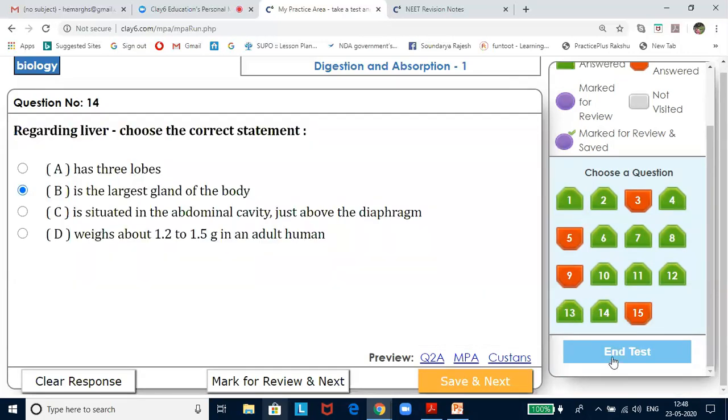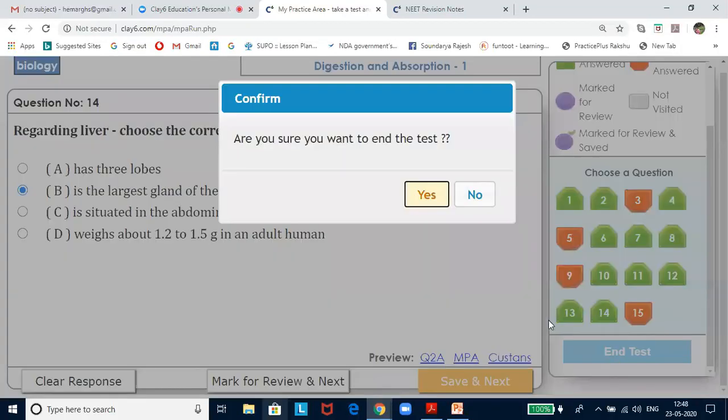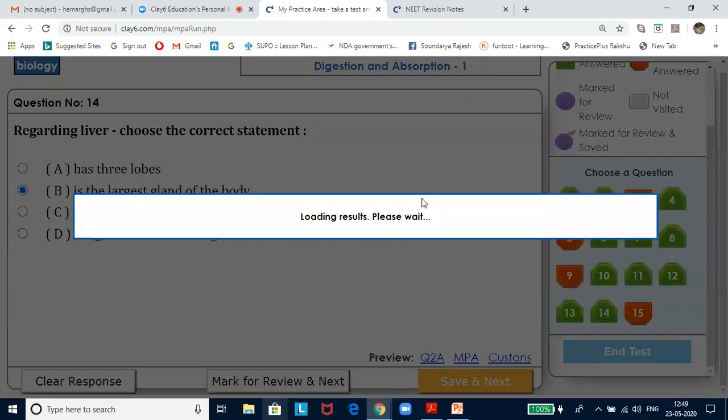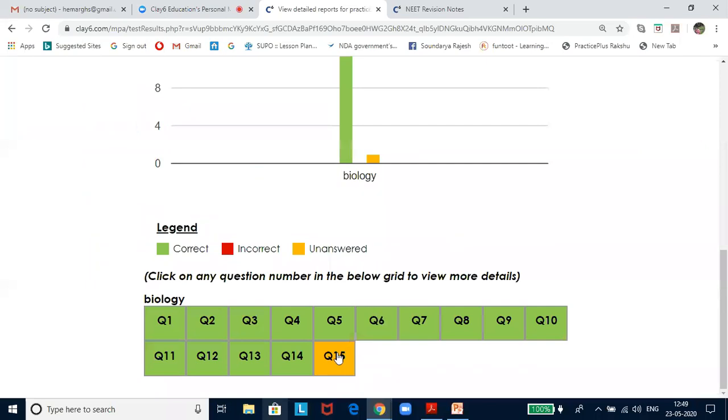So I'm going to end the test. I don't know why these red things have not gone. Maybe issues with my internet. Oh, so here some of the answers have not been taken. See the 15th thing, it is in green. If it is red here, I forgot to save and do the next.